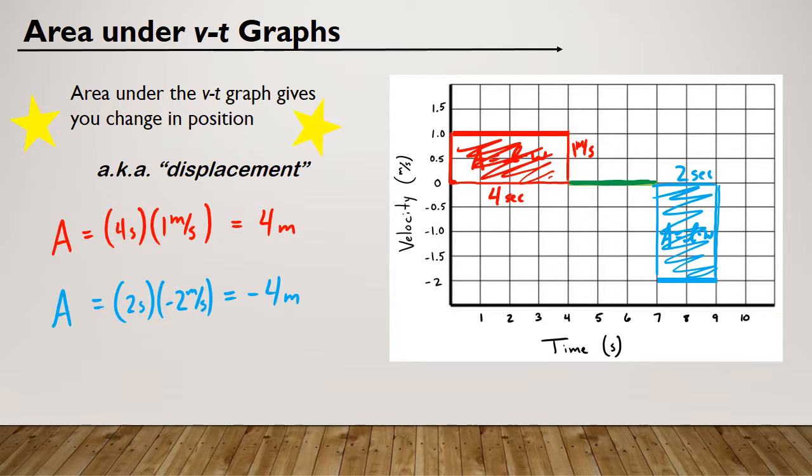All right. Now what this tells us is that during this first interval from 0 to 4 seconds, she goes forward 4 meters. That's the one in the red. And then she stays still for a while. Remember, this negative sign tells us the direction. So then she goes backwards 4 meters and ends up right where she started.